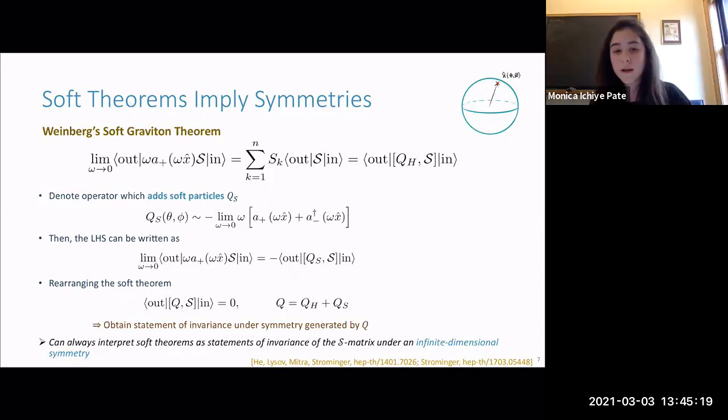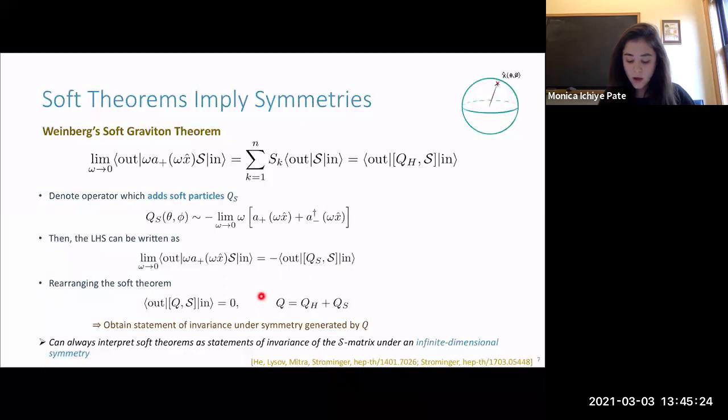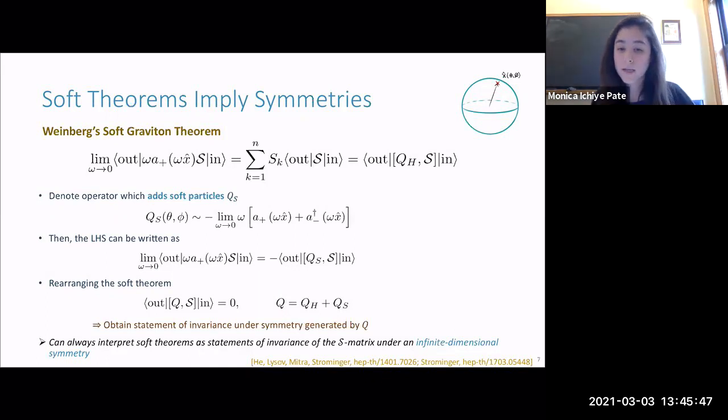Right. So the last thing I wanted to point out was that these charges were parameterized by the point on the sphere towards which the soft graviton was propagating. And since a graviton can propagate in any direction, we get one charge for every direction in which a soft graviton can propagate. And so there's an infinite number of charges, in other words, an infinite number of symmetries. So this is the sense in which we can always interpret soft theorems as statements of invariance of the S matrix under an infinite dimensional symmetry.